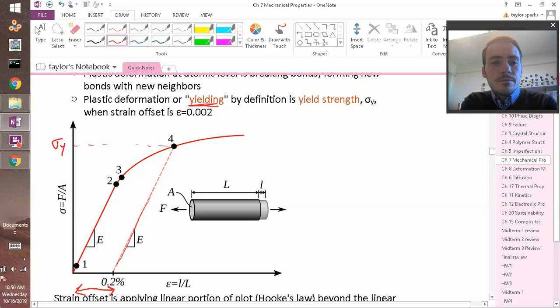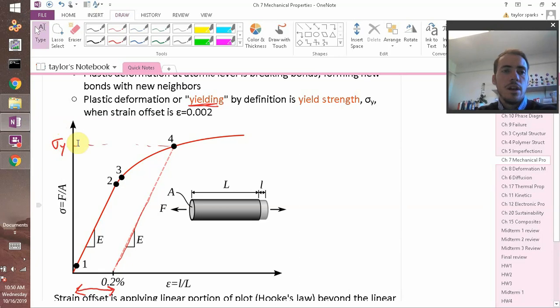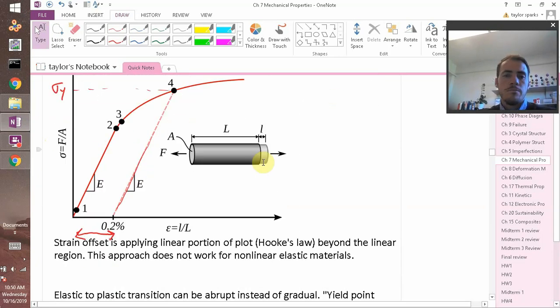Why on earth did they pick 0.2% strain? I have no idea. I didn't do it, so don't blame me. I think what they did is that it's small, but it's measurably small. You don't have to have a super precise instrument to figure out when you have 0.2% strain. So this is what they decided on. They said we'll define that as yield strength. As soon as you have 0.2% permanent deformation, it's starting to yield. And so you can define the stress at which that happens, okay?